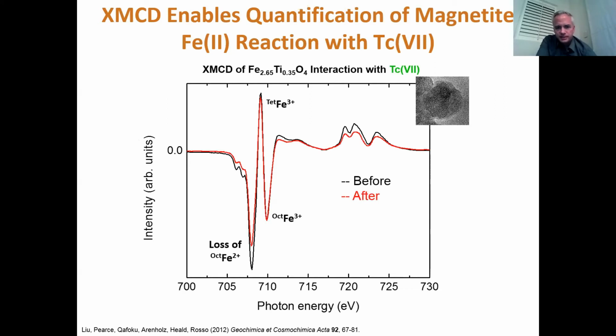The bottom line is this technique was very useful for quantifying the reaction of the surface with pertechnetate. And this is just one example that I'll show where you can basically quantify the loss of the octahedral iron 2, shown in the lower left, and that is quantitatively related, on an electron and mass balanced level, with the amount of technetium that has gone from 7+ to 4+.